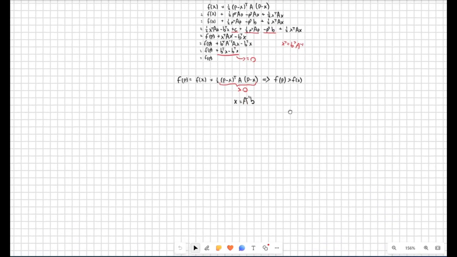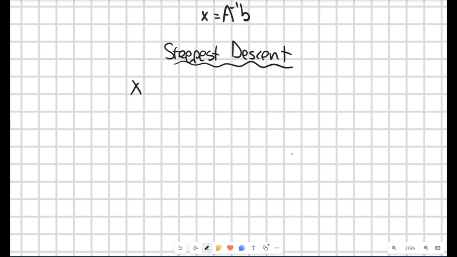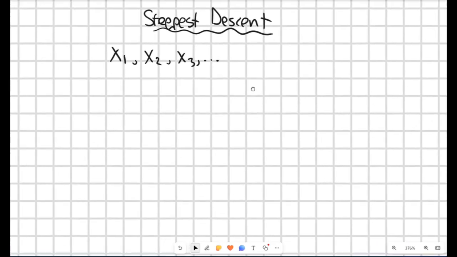Okay, so we want to find the minima of f, the quadratic form. We're going to do that as an optimization problem, and one of the ways we can tackle that is with steepest descent. So we're going to start off with an initial guess at x, let's say x1, and then walk downhill iteratively to create x2, x3, and so on until we get to the bottom of f, our quadratic form, at which point we know that we've reached a point where x is equal to A to the minus 1 b.